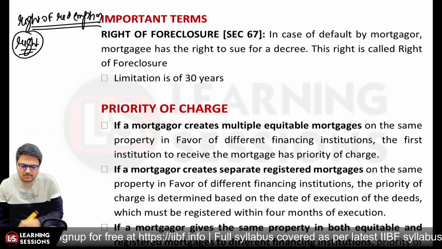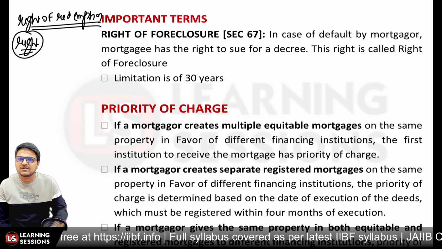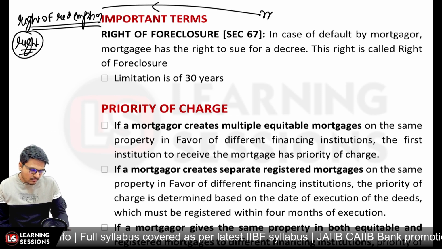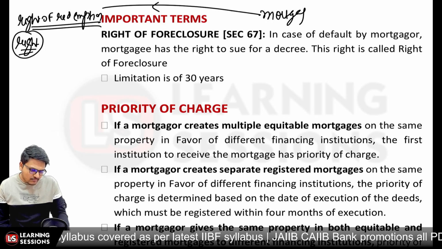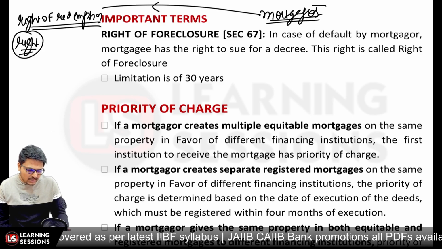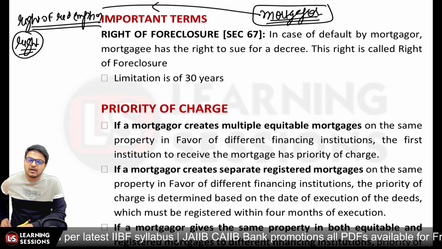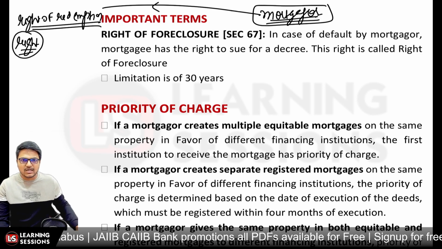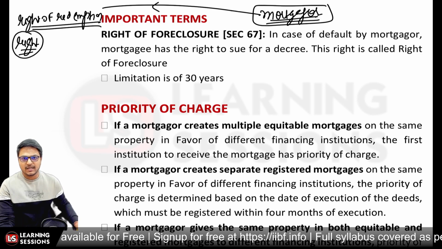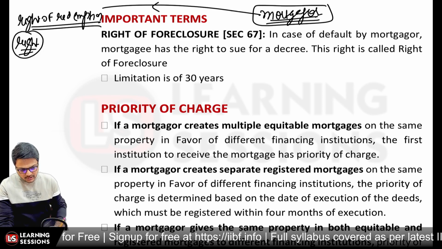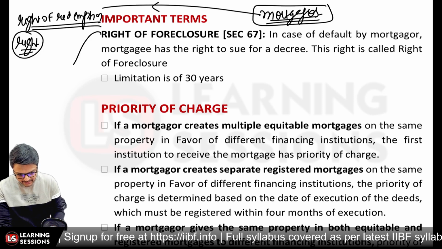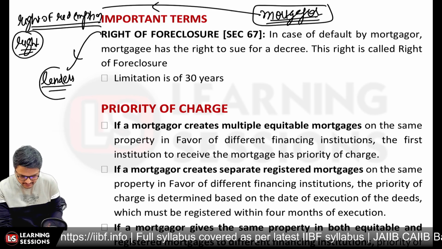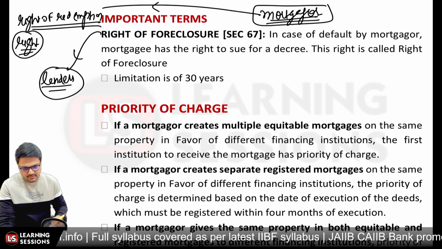Now right of redemption is actually the mortgager's right. If we talk about the redemption right, we are talking about the mortgager's right, where the mortgager has the right over the property which he has kept with the lender, so as to create a charge on the property. And when we talk about the right of foreclosure, it is the mortgagee's right, that is, the lender's right.